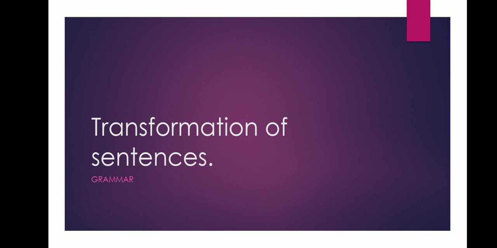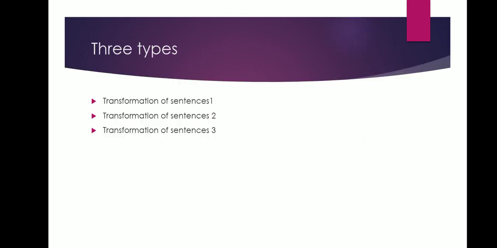Transformation of sentences also helps us write a sentence in different ways, in varieties of ways. We can write the sentences, or you can say we can transform the sentences. Okay, now you have to remember that transformation of sentences is of three kinds: transformation of sentences one, transformation of sentences two, transformation of sentences three. It is a vast range of sentences where all parts come in transformation.